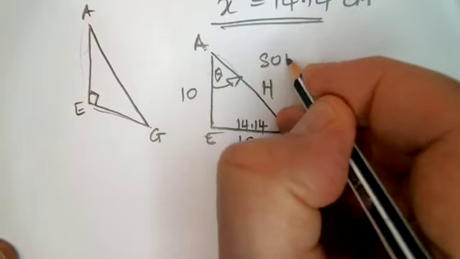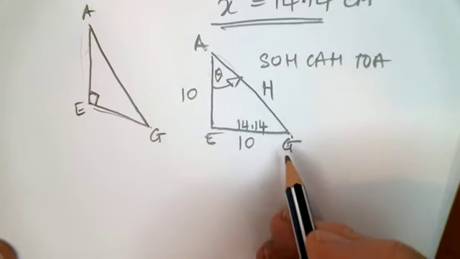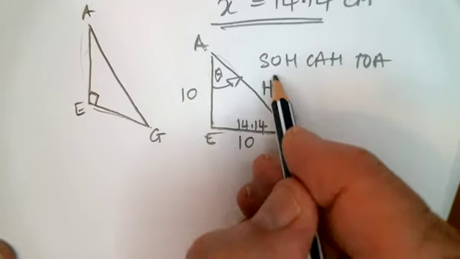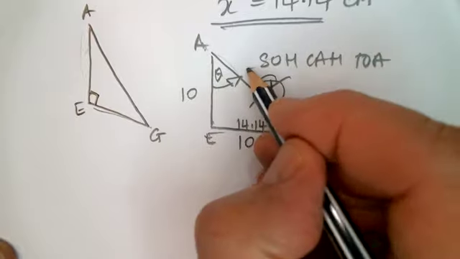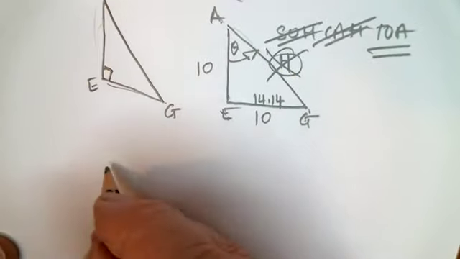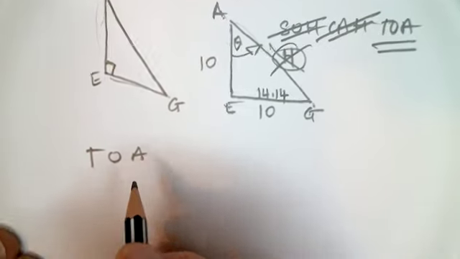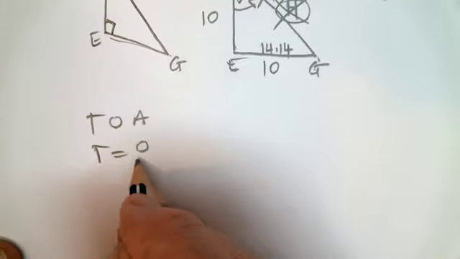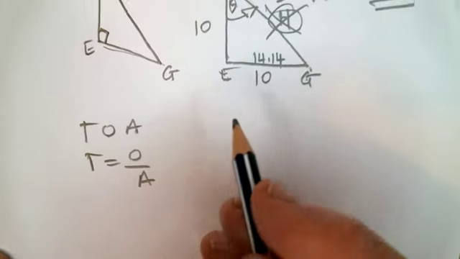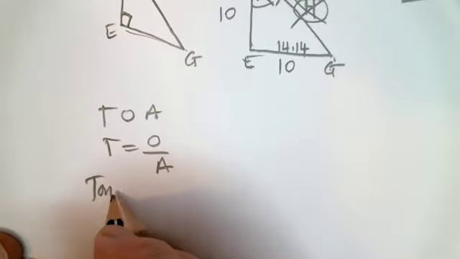So if I write SOH CAH TOA, I can work out which one I'm going to use, because I can just eliminate anything with an H, because I don't need an H. This has got an H in, this has got an H in. I'm only interested in tangent. Of course, TOA means tangent equals opposite over adjacent. What have I got here? Here is the angle, so it's tan theta.